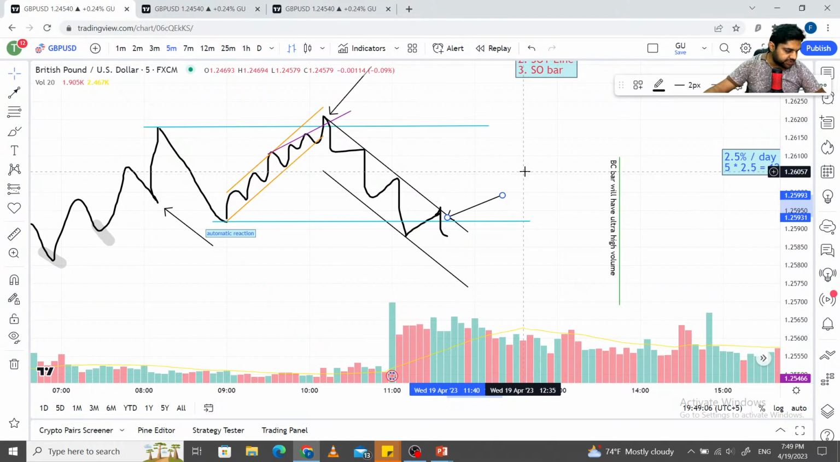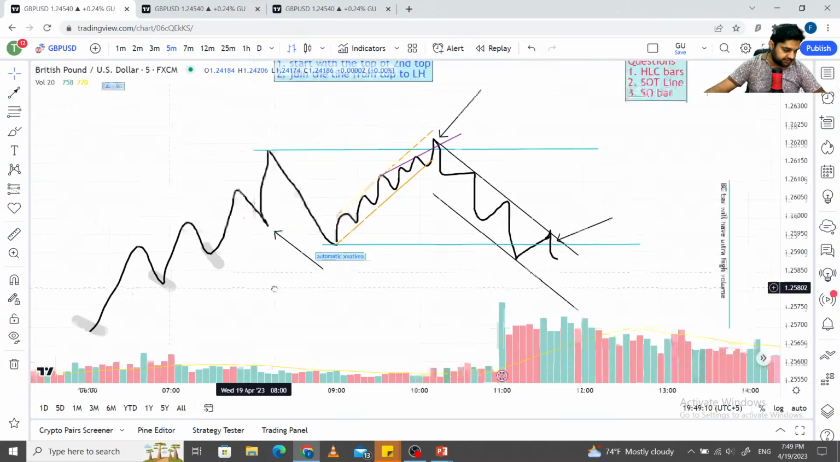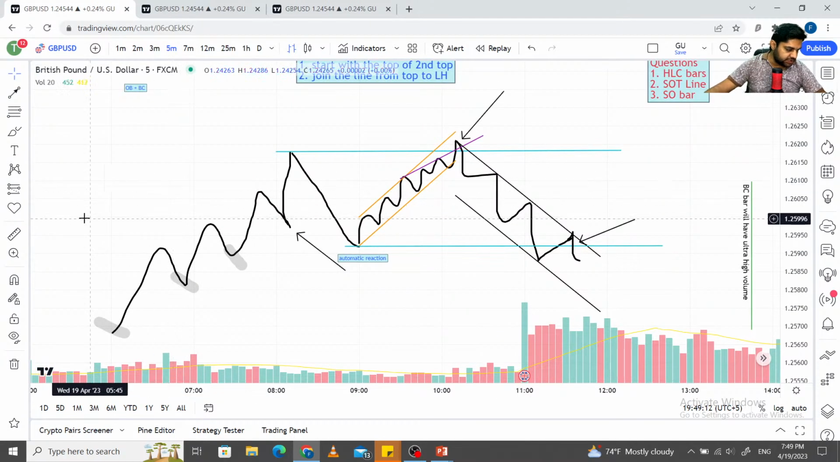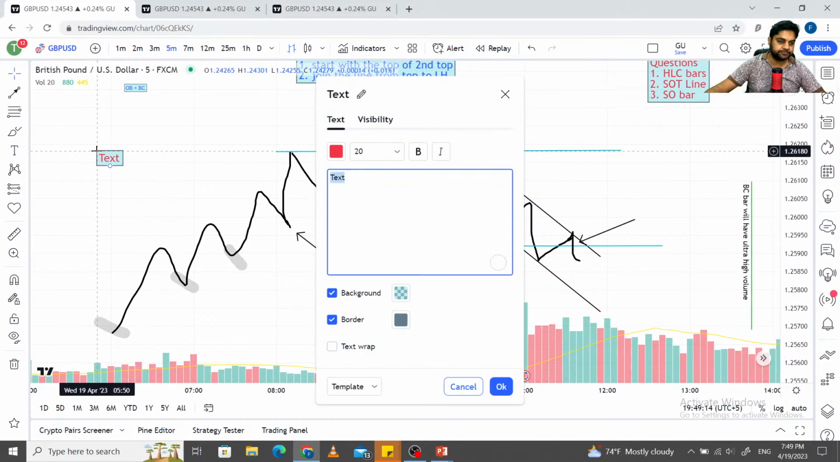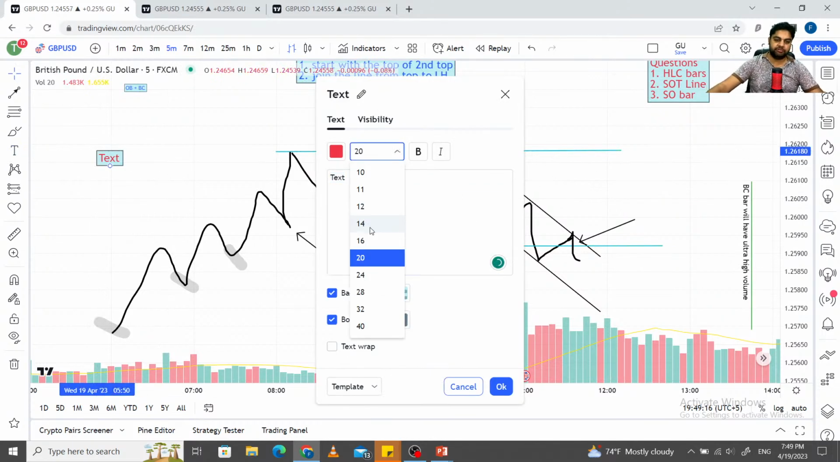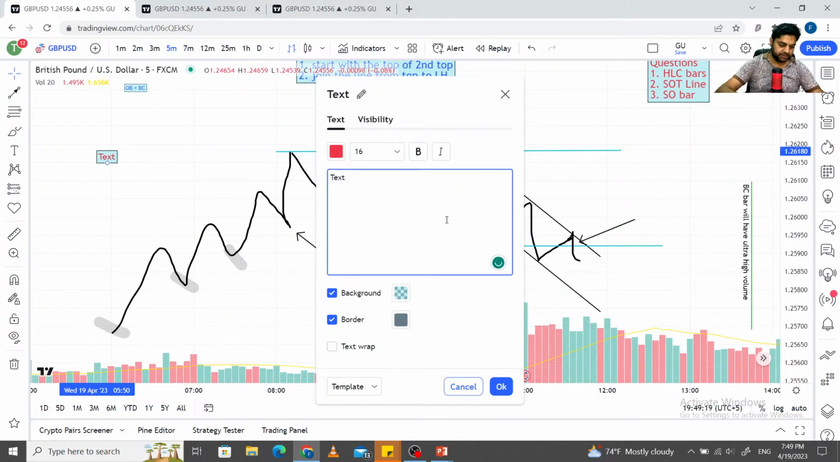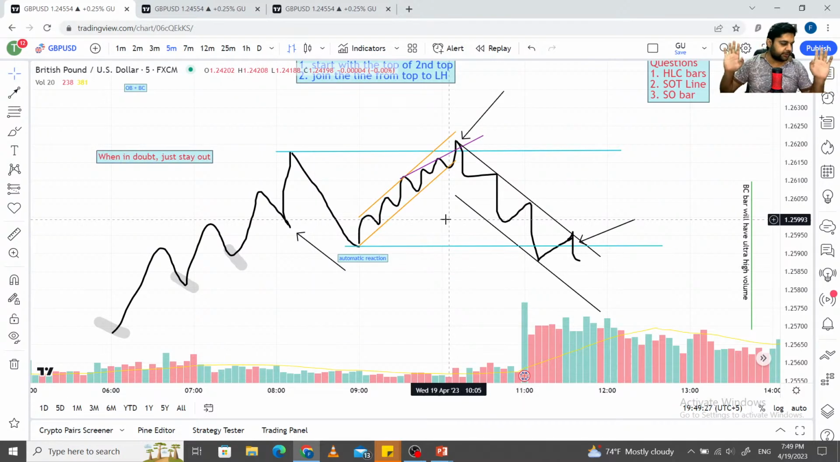If the combination of volume and trend lines is not matched, then what do we do? Okay, that's a very good question, Prakash Sethi ji. I will answer this with a very simple idea. When in doubt, just stay out. That's it. When in doubt, just stay out. Don't trade when in doubt.